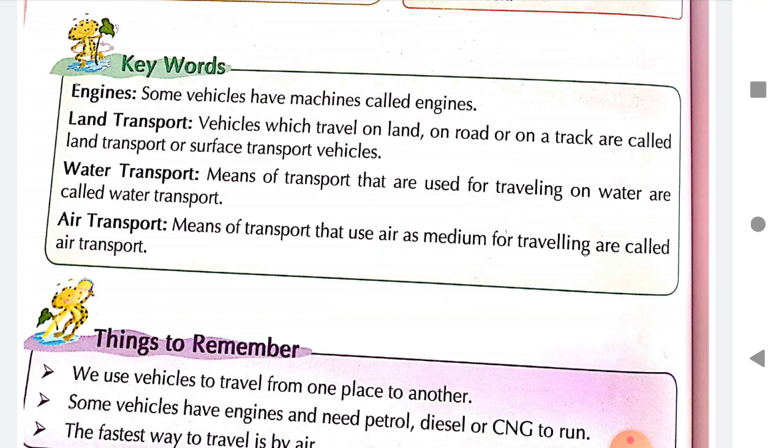And then air transport. Means of transport that use air as medium for traveling are called air transport. Means of transport that fly through airways are known as air transport. They use air as medium for traveling. मतलब जो उनके travel करने का जो medium है, that is air. So those vehicles are known as air transport.